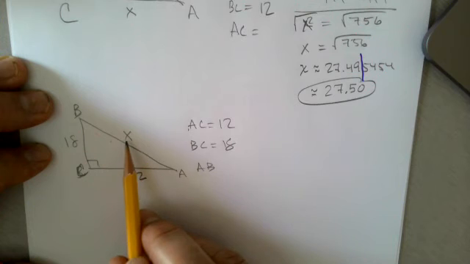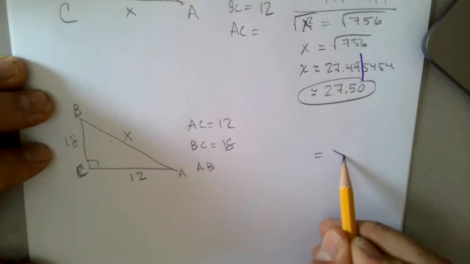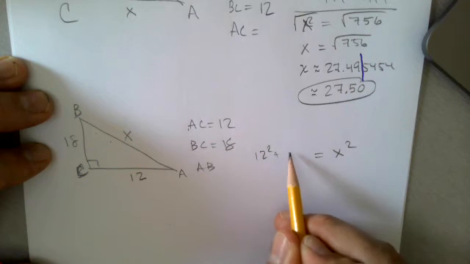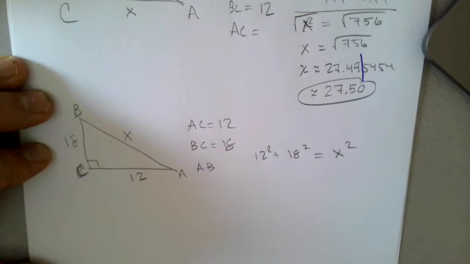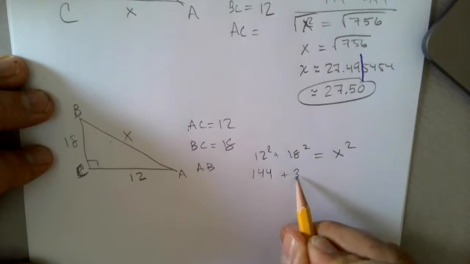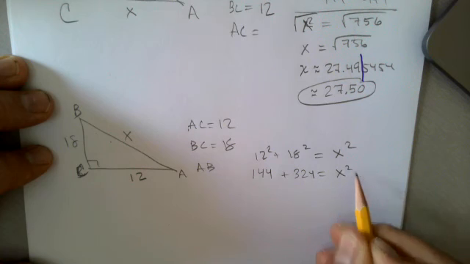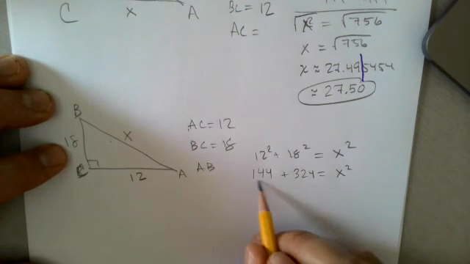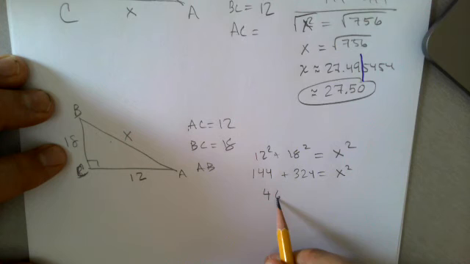This will be my largest value, so this is the one that stands alone. And these two each get squared and then added together or summed. Now I'm going to have to do each of those things squared. 12 squared is 144. 18 squared is 324. And that equals X squared. Adding these together, I get 468 equals X squared.